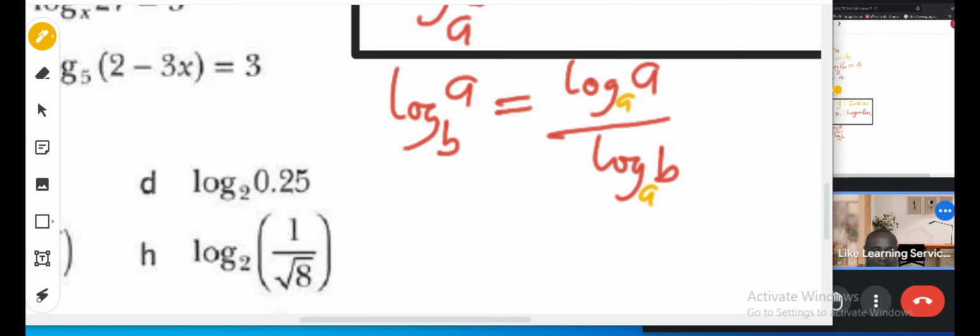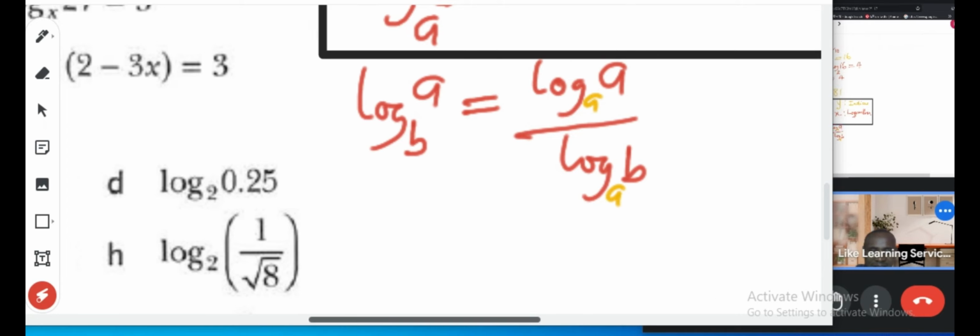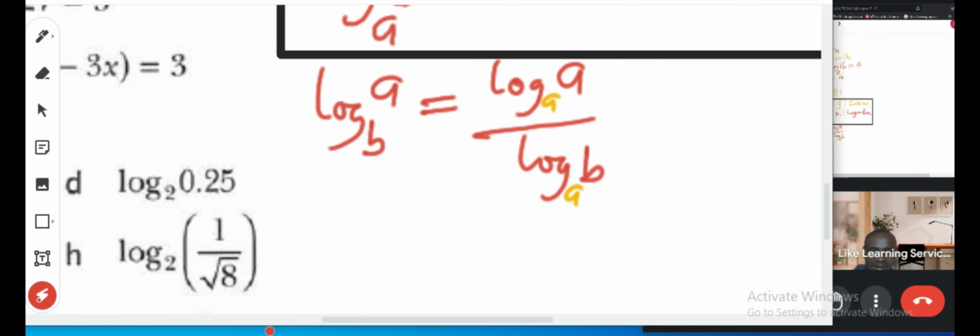Right? What is log of a in base a? Log of a in base a is 1. What's log of a in base a?